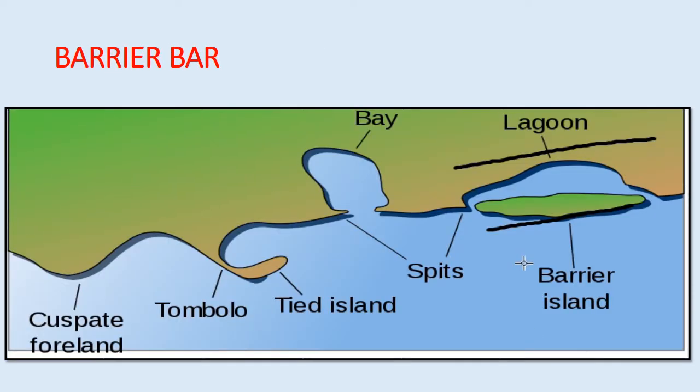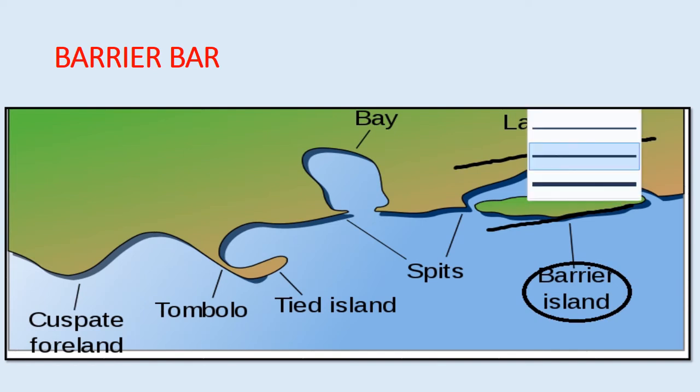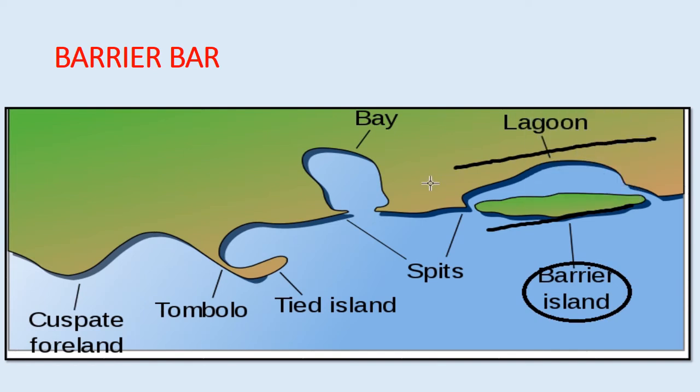Second one is the barrier bar. This is the barrier island. It is sometimes called an island. If the barrier bar grows and becomes larger in size, it is also called a barrier island. It also develops parallel to the shoreline. Suppose this is the shoreline. It may be developed attached to the coast or move away from the coast. There is a distance between the coast and the bar zone.